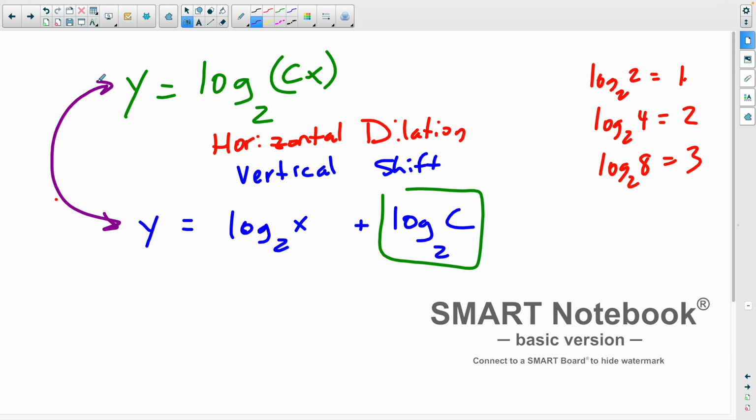Well, guess what? If we're adding logs, what did we do with the x and the c here? We multiplied. Is that the same property? Pretty much the same, but it's backwards, right? Okay? So if we're adding logs with like bases, we multiply. Instead of multiplying like bases, we add. Because what are logs and exponents? They're inverses of each other. So guess what the properties are? Inverses of each other. All right? So that's what's taking place here. We'll come back to that in just a second.